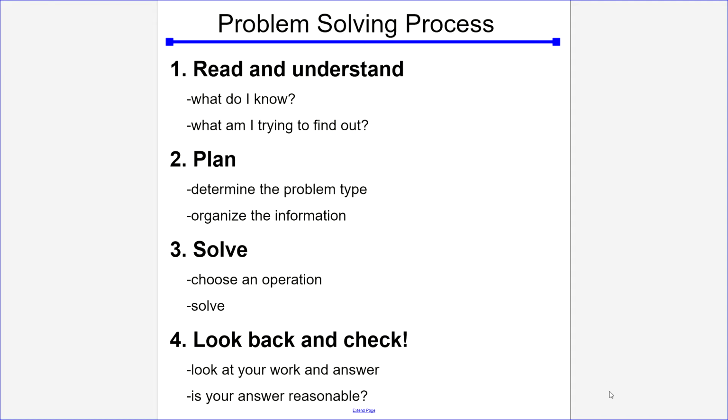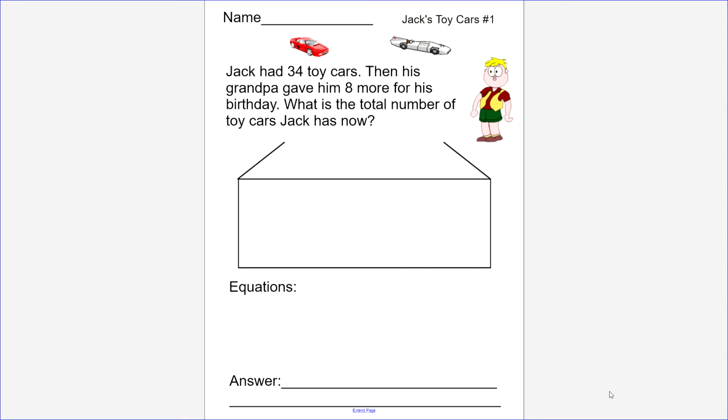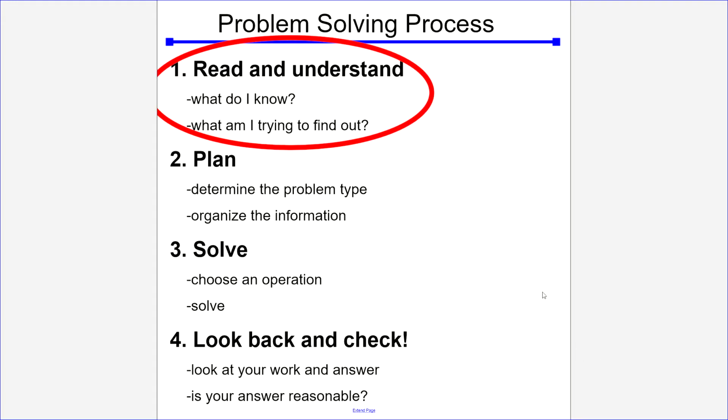We're going to solve a story problem today together called Jack's Toy Cars. Let's look at the story problem together one time. Jack had 34 toy cars. Then his grandpa gave him 8 more for his birthday. What is the total number of toy cars Jack has now? Let's think about that problem-solving process again. What do we need to do first?